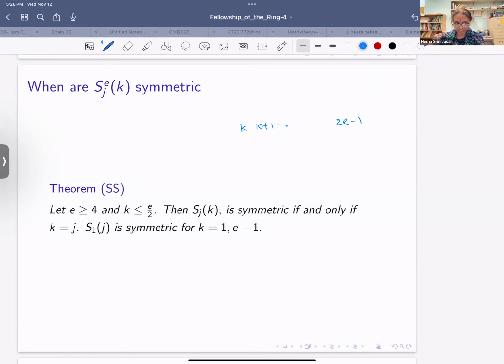So I say S_JK is symmetric if and only if it starts at J. This is the first thing with the 2, 3. Remember, when we were removing two things, the only time you will be symmetric is if you started from 2. Otherwise, it's not. So if you are removing three things, the only time you will be symmetric is if you remove E plus 3, E plus 4, and E plus 5, and nothing else. And that's what this is saying. And it's true for S^E_1. As long as you are insisting on keeping that E minus 1 as your width, the only time you will be symmetric is if you removed 1.